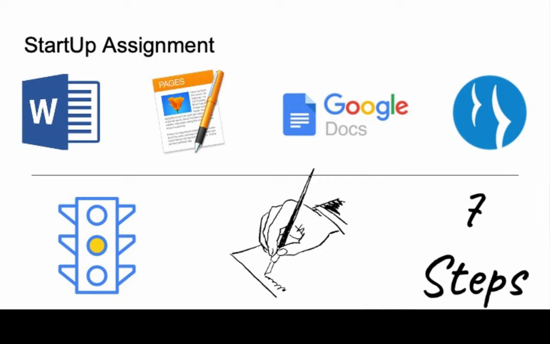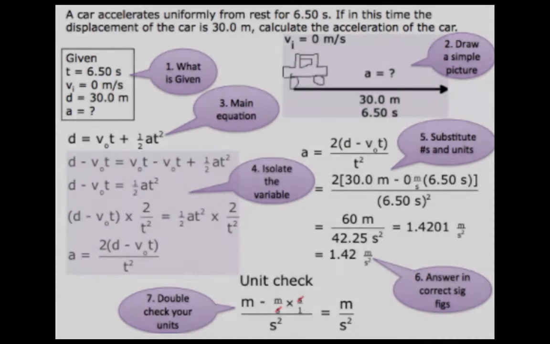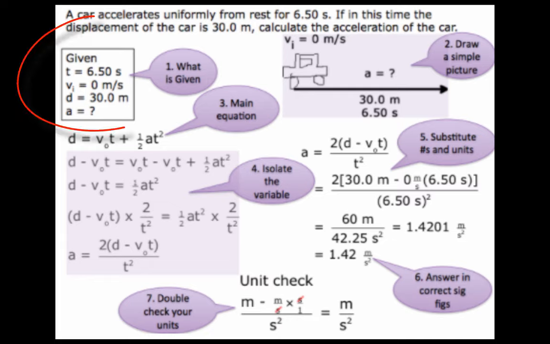For each of the physics questions that have math, you need to show 7 steps. For example, a car accelerates uniformly from rest for 6.5 seconds. If in this time the displacement of the car is 30 meters, calculate the acceleration of the car. The first step is to create a given box. What information are you given in the question? What are you asked to find? You can see this on the left side.